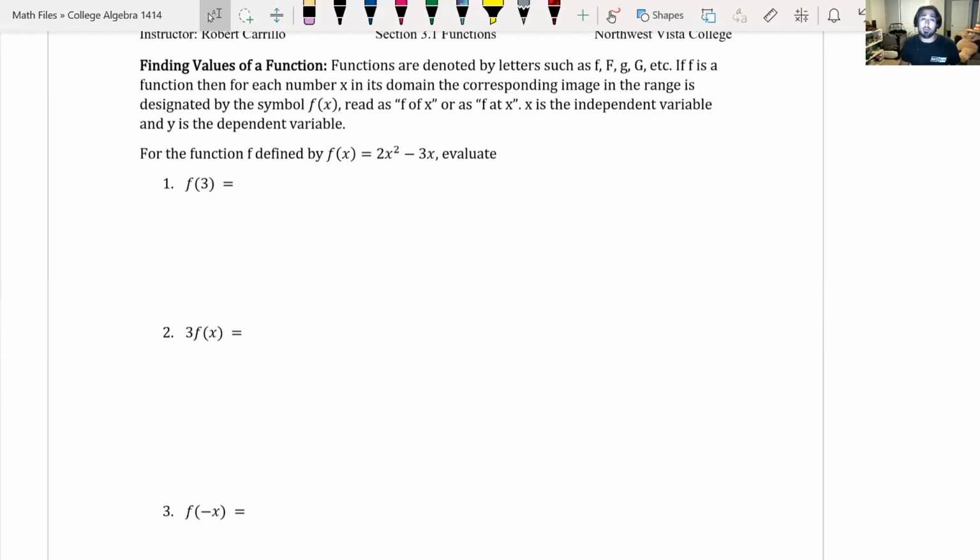Okay, so we are given a function here, 2x squared minus 3x, and we want to evaluate it. To evaluate a function is simply to substitute that value given in for every x, and then you will simplify. That's how you evaluate. You substitute and then simplify. So let's try it out.